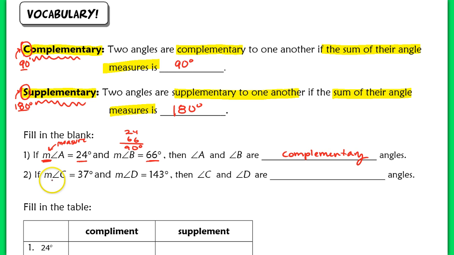Now, angle C's measure is 37 degrees, and angle D's measure is 143 degrees. If we add those together, we end up with 180 degrees. So C and D are considered supplementary angles.